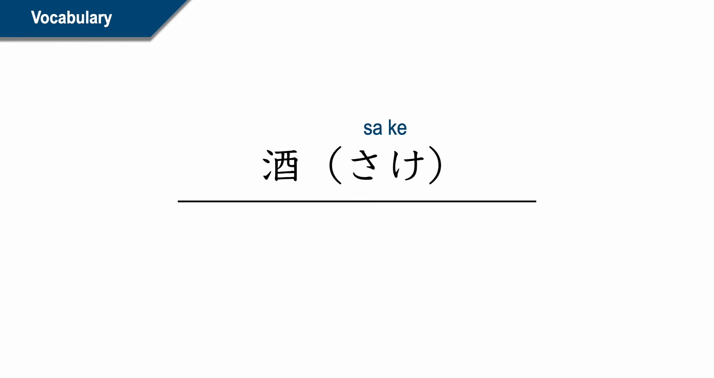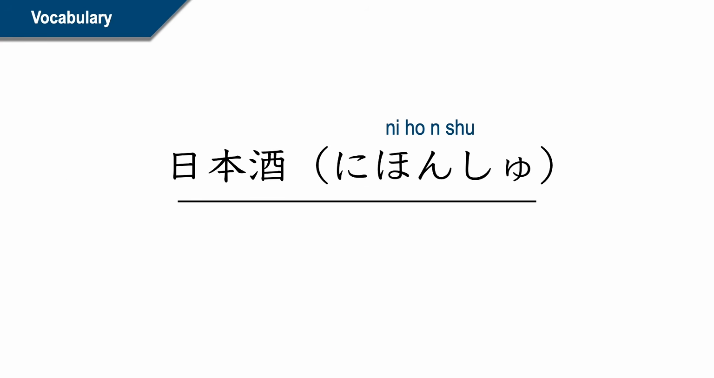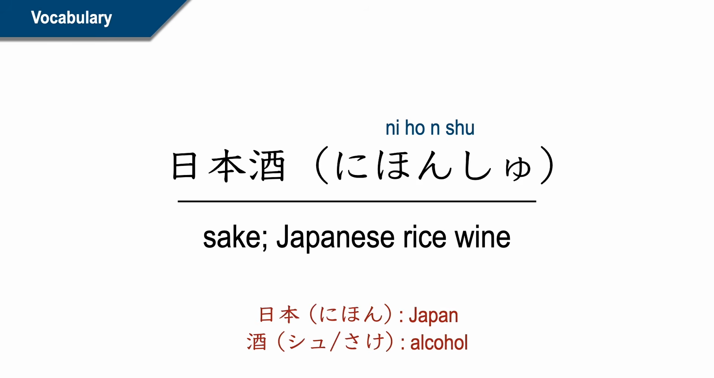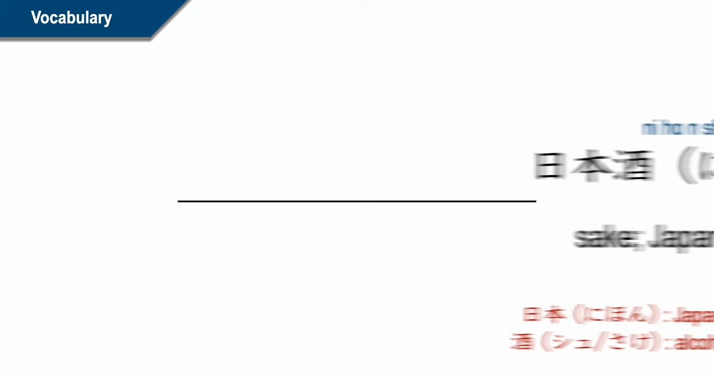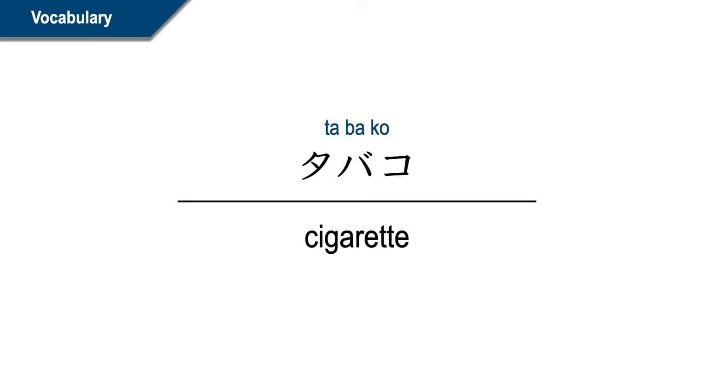酒, alcohol. It's commonly used with お酒。日本酒, Japanese rice wine, or sake in English. ビール, beer. タバコ, cigarette.